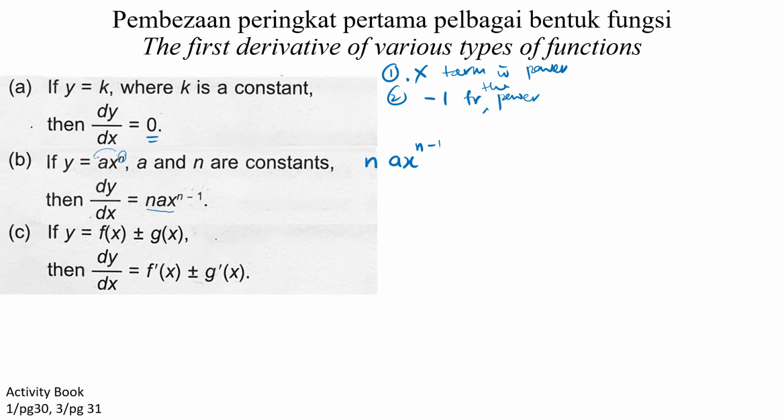Now what if my y consists of different terms in x? Now what does this mean? It could be, I can continue like this, g h x. So when I differentiate, I also can do like this.